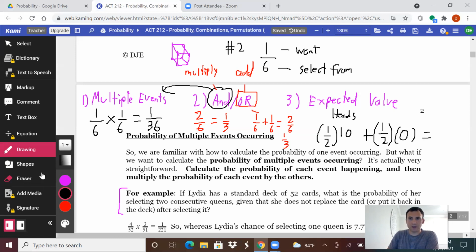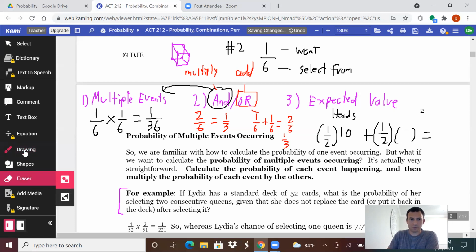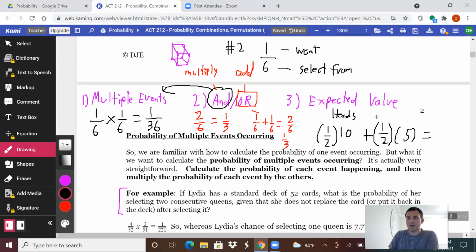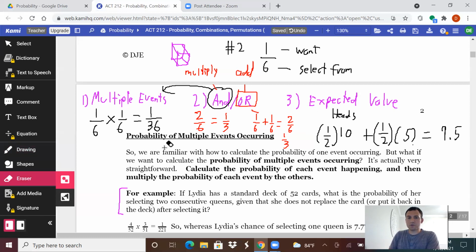oh, we actually made tails 5 points, didn't we? So when you multiply the probability of happening times the number of points for each event, what you'll get is your expected value. So 7.5, right? 5 plus 2.5. So let's take a look at this dice one.